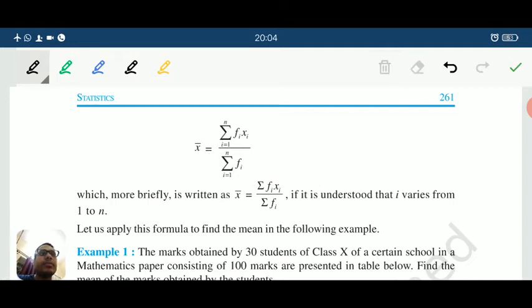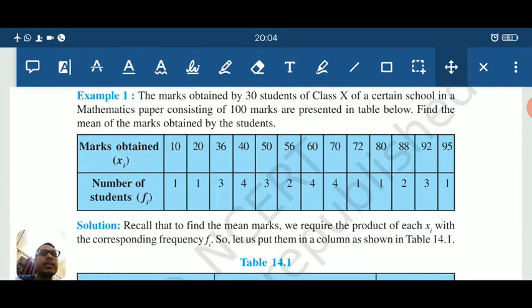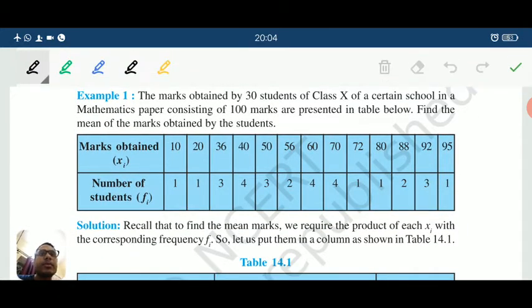So moving further, let us take an example to understand it better. Look into this example now. The marks obtained by 38 students of class 10 of a certain school in a mathematics paper consisting of 100 marks are presented in the table below. Find the mean of the marks obtained by the students.